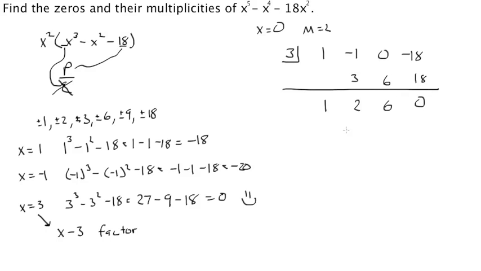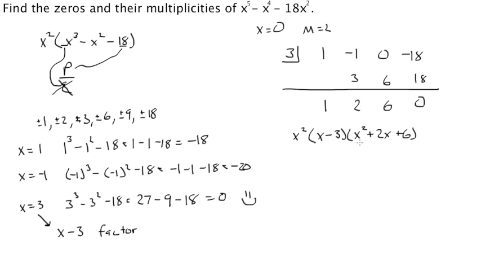So this means that my polynomial, x squared I already knew as a factor, but we now know that x cubed minus x squared minus 18 I can write as x minus 3 times the quotient that we found right here. My highest power before was x cubed, so this is x squared, plus 2x plus 6. Okay, so we've got a linear term here and a quadratic.